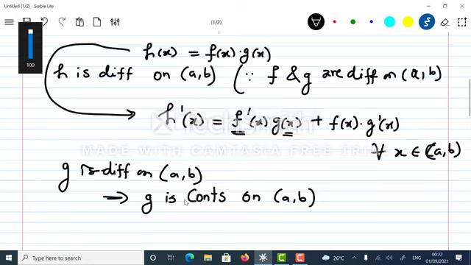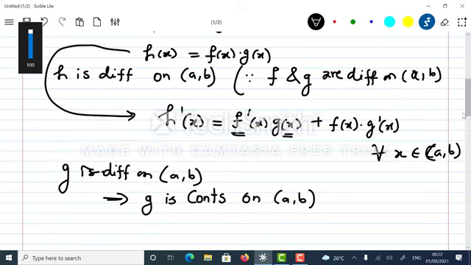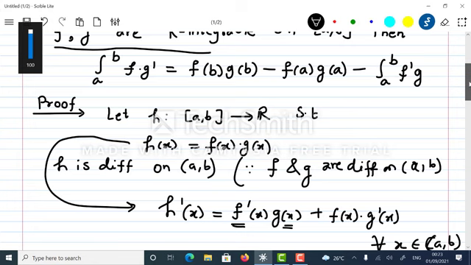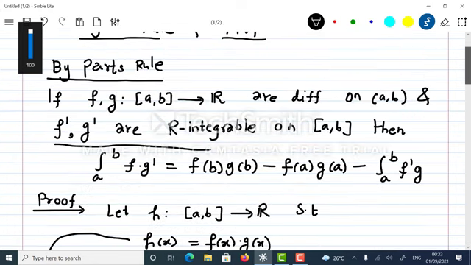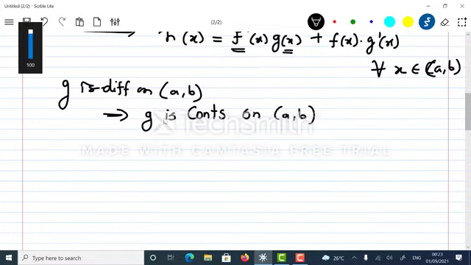Let me see what I have written. f and g are differentiable, correct. Now what I wanted to say is that g is R integrable, because we have proved that a continuous function defined on a closed and bounded interval is R integrable. Now in the worst case, g may not be continuous at a and b. It may happen that it is continuous on a closed interval a comma b. But even a function with finitely many discontinuities is integrable. That we have stated as one of the theorems: a function with finitely many discontinuities is R integrable.